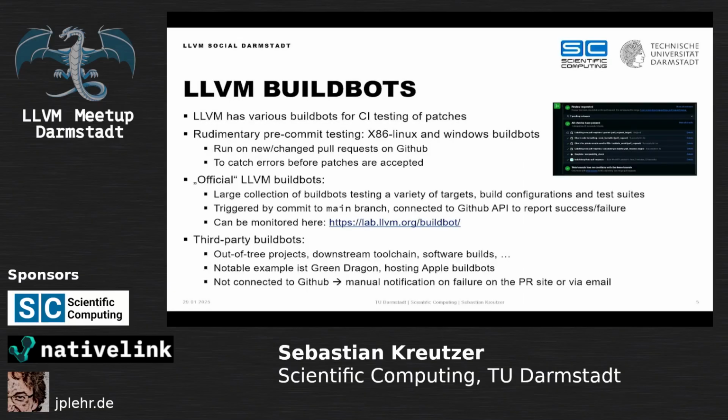Cool. So, a short introduction to the buildbots. LLVM has various stages of CI and buildbots for testing new patches. There is quite rudimentary pre-commit testing, where there's just an x86 build on Linux and Windows running on new and changed pull requests on GitHub. This is basically to catch very basic, let's say, compile errors and stuff that always breaks.